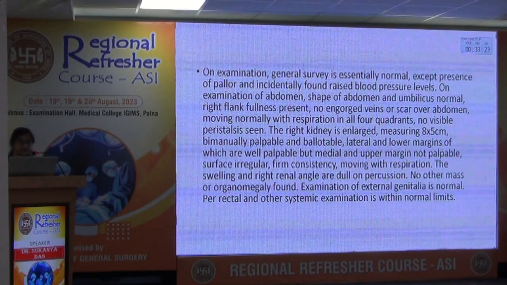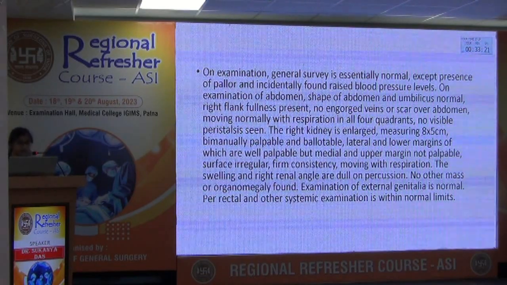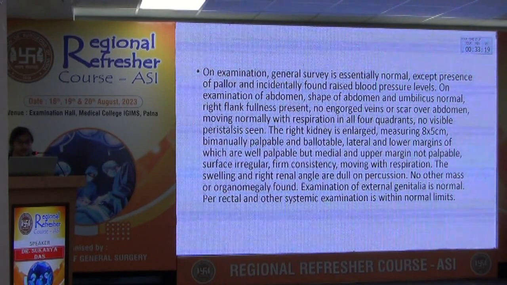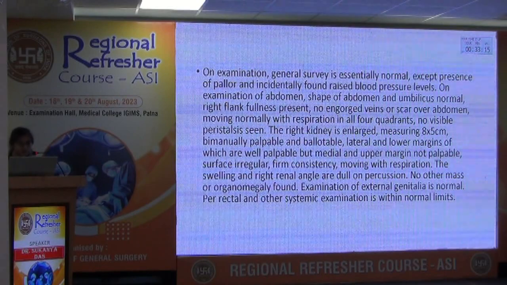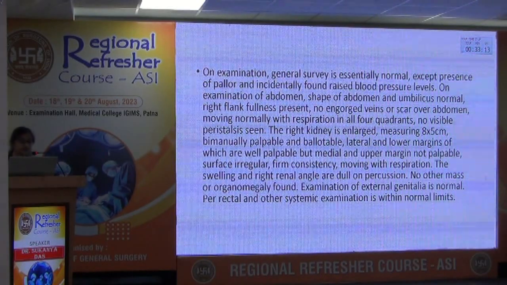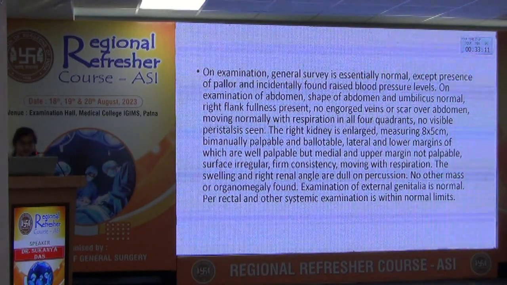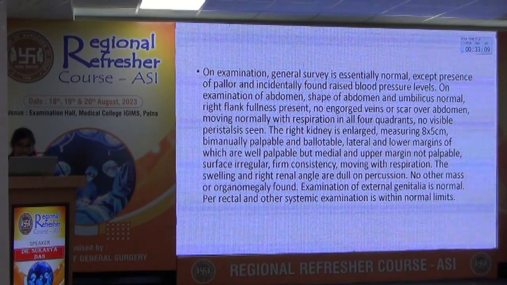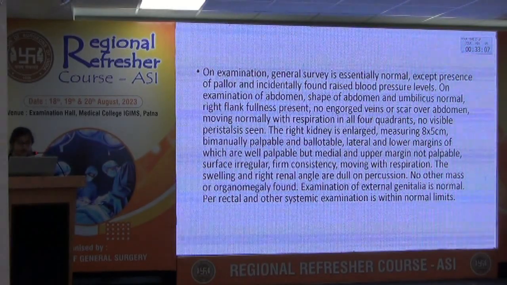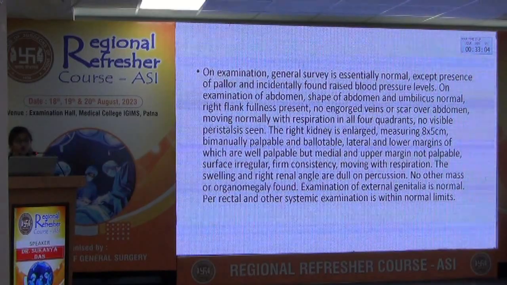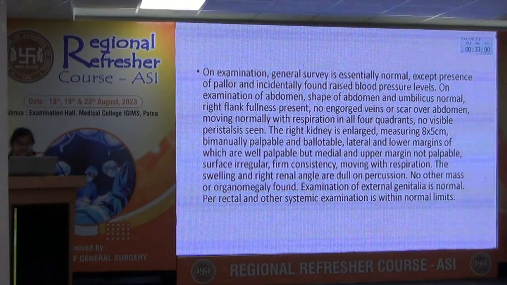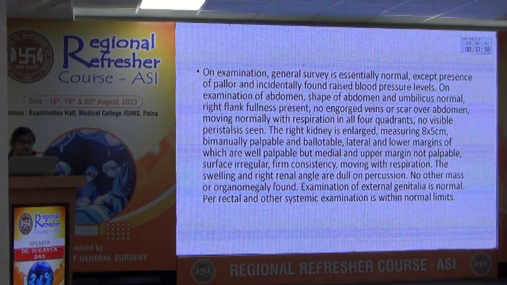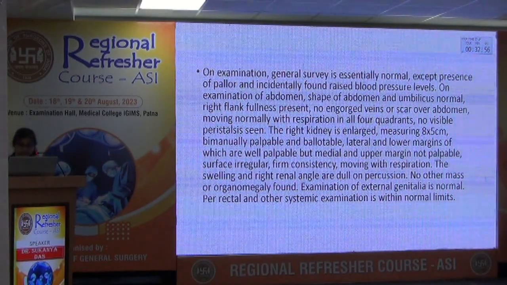Right kidney was enlarged, measuring 8.5 centimeters, bimanually palpable and ballotable. Lateral and lower margins were well palpable, but medial and upper margins not palpable. Surface irregular, consistency firm, moving with respiration. The swelling and right renal angle were found to be dull on percussion. No other mass or organomegaly was found. Examination of external genitalia was normal, and rectal and other systemic examinations were within normal limits.